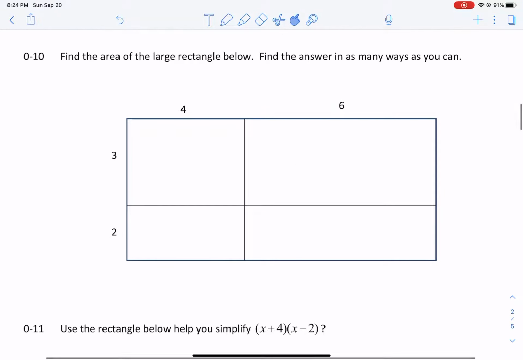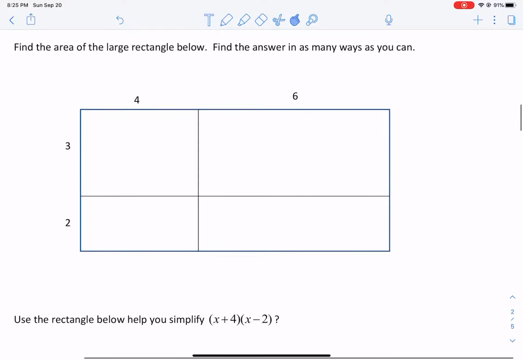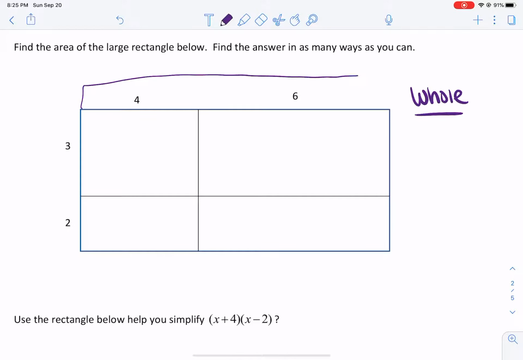Okay, O-10. It says, find the area of the large rectangle below. Find the answer in as many ways as you can. All right, so a couple ways to do this. You could look at it as a whole. So this entire length here, if we add 6 and 4 together, that gives us 10. And remember, finding the area is length times width. Okay, so then here, 3 plus 2, that's 5, so I'll take 10 times 5, which is 50.